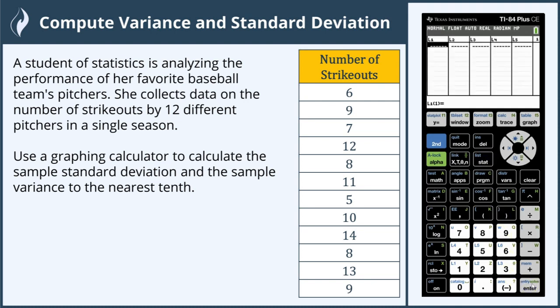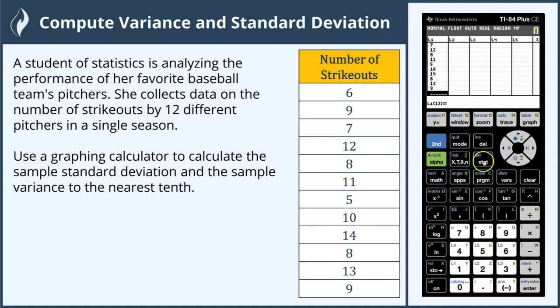So we want to put this data into list 1. So that would be 6, 9, 7, 12, 8, 11, 5, 10, 14, 8, 13, and 9. So again, that's 12 data values.